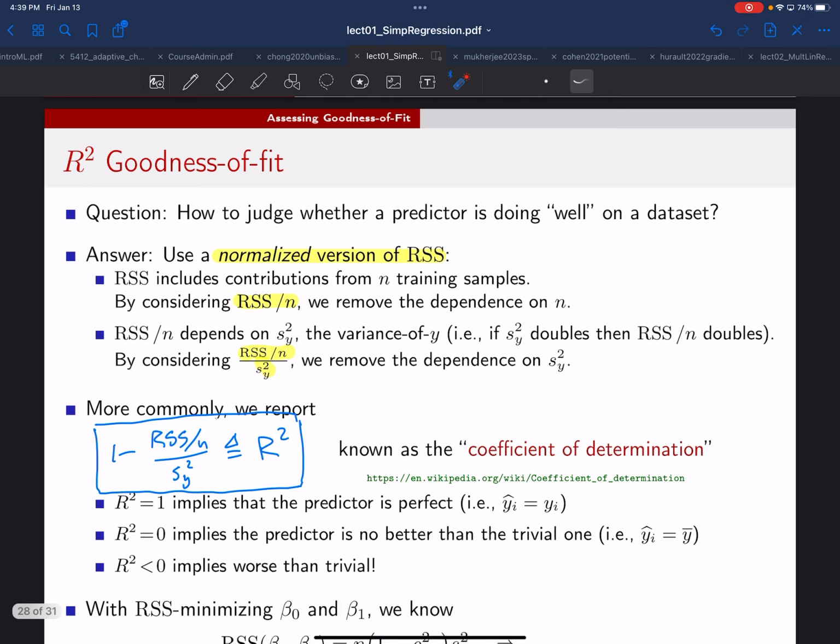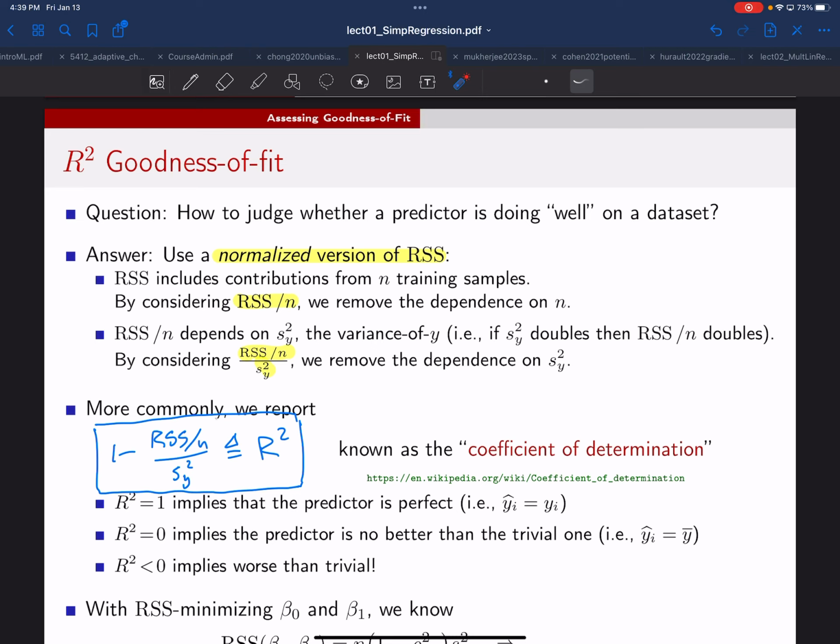So the first thing you notice is that we obviously want to make RSS small, right? So that means that the larger this is, the better. Right? So what's the largest that we can ever get? 1, because the smallest RSS can ever get is 0. Okay, so when we have R squared equals 1, we have perfect prediction. So y hat i equals yi for every i.